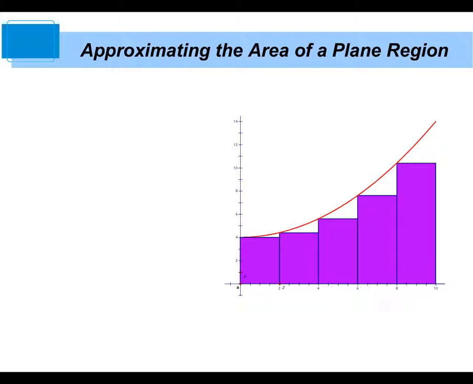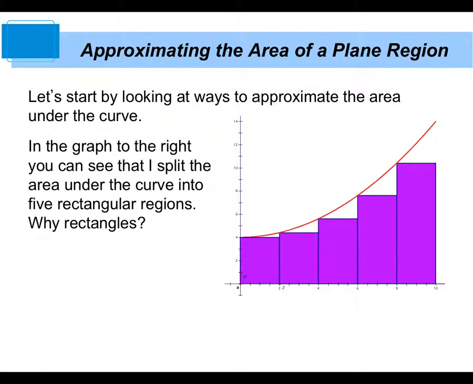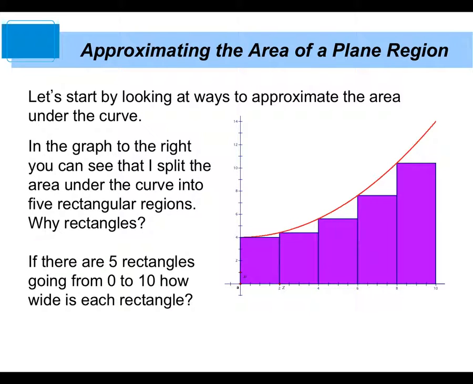Now, why rectangles? We're not just going to do rectangles, but we're going to start with rectangles. Right now, I don't have an accurate way to find the area under the curve. That comes later. What we're doing now is an approximation. Notice it says approximating the area of the plane region. So I split this region into 5 rectangles, because that's what the problem asked for.